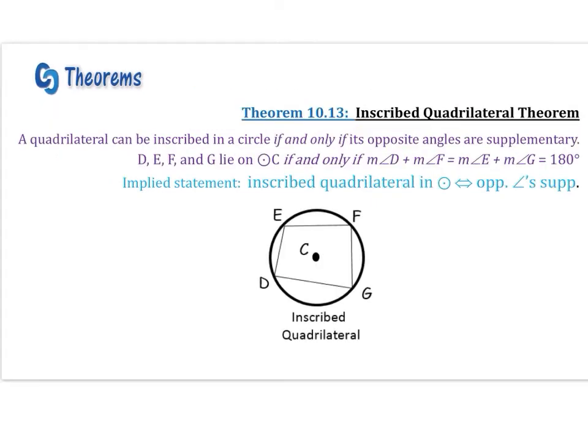And then our other inscribed polygon theorem, the inscribed quadrilateral theorem, states that a quadrilateral can be inscribed in a circle if and only if its opposite angles are supplementary. So here in this example, vertices D, E, F, and G lie on circle C if and only if the measure of angle D plus the measure of angle F, opposite angles, is equal to the measure of angle E plus the measure of angle G, also opposite angles, which is equal to 180 degrees. So we have an inscribed quadrilateral in a circle if and only if opposite angles are supplementary.